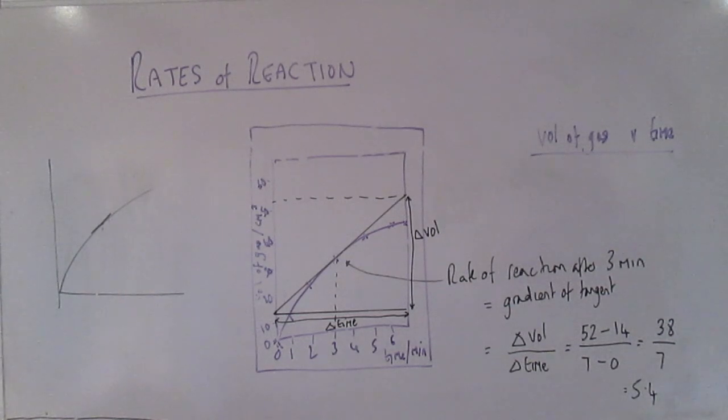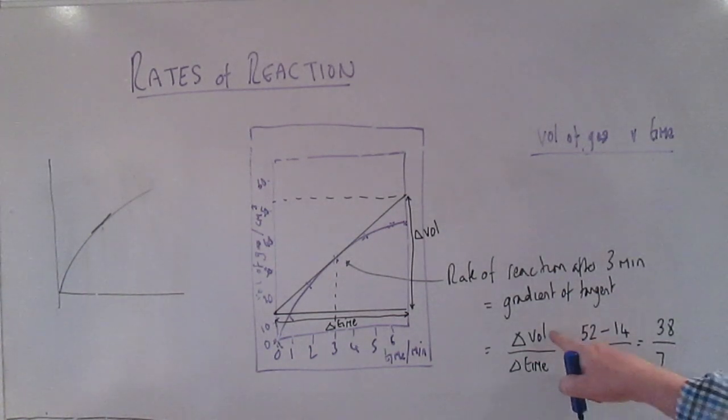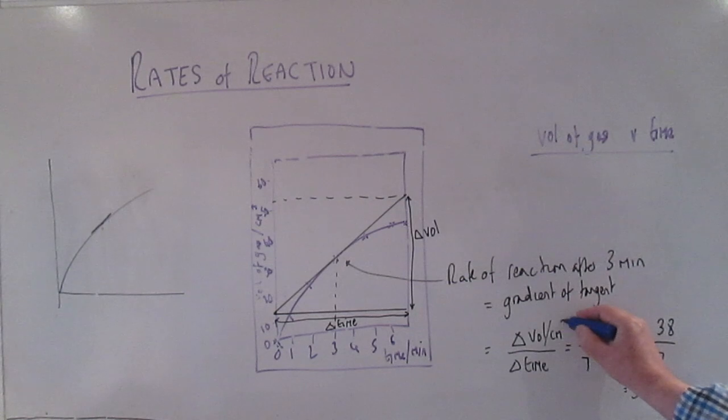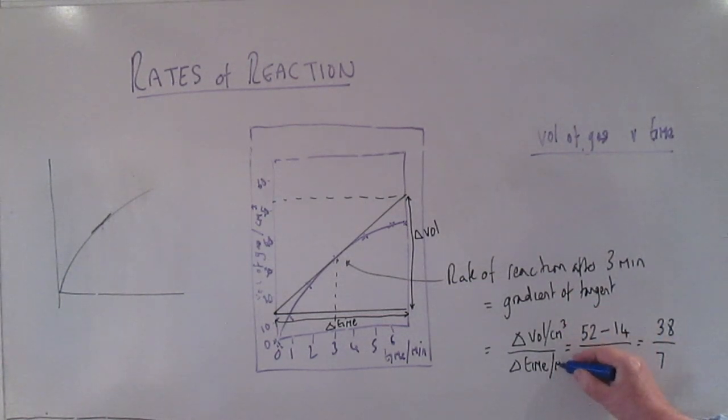But the important question is 5.4 what? There's got to be a unit here to express what the rate of reaction is. And the key to that comes from the way it was calculated, because the volume that went in here was in cm cubed and the time was in minutes. And so the units are cm cubed divided by minutes. And you write that as cm cubed, and remember, when you divide by something it becomes a negative power. So it's cm cubed minute to the minus 1. And that's the rate of reaction at 3 minutes.